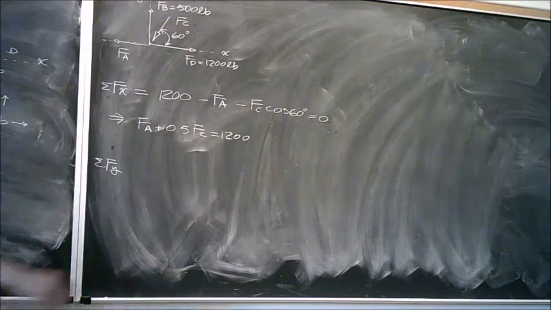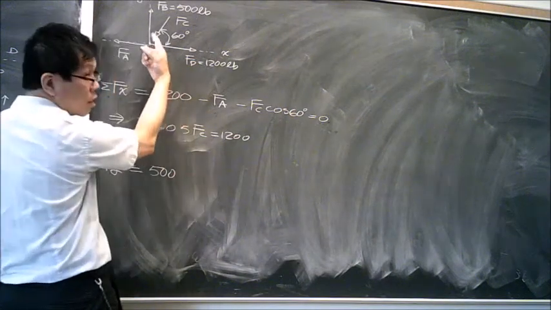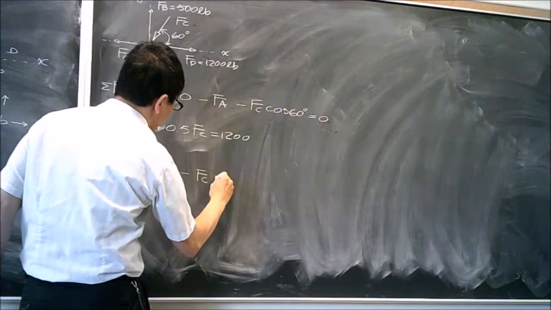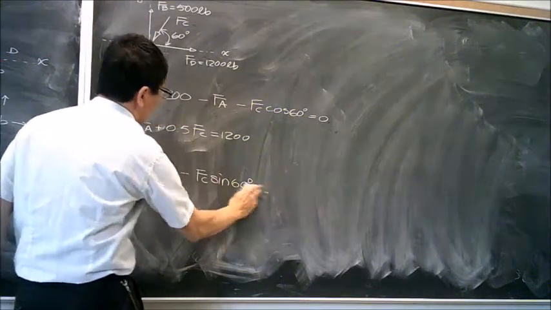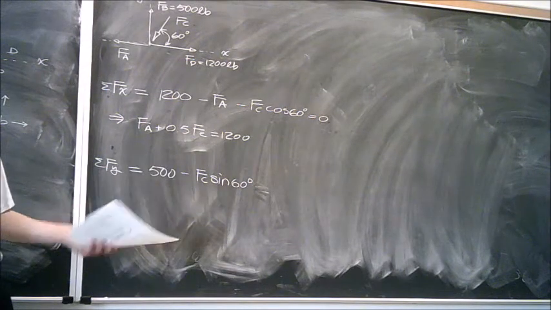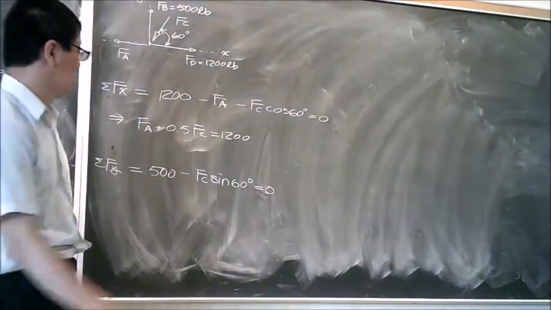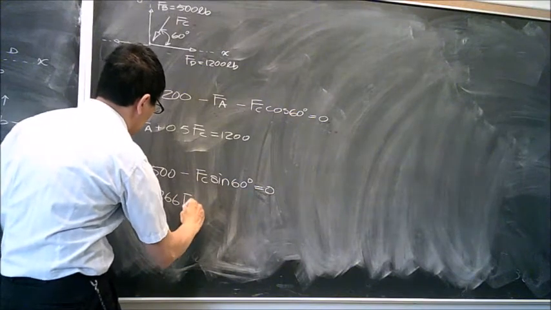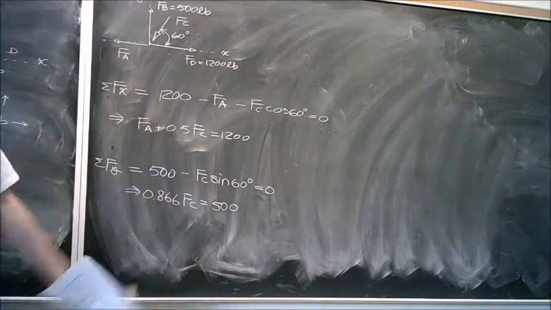For the vertical direction, it's going to be 500 pounds, that is FB, minus FC sine 60 degrees. Do we have any other vertical forces in this system? No. So it's going to be this. If you arrange this equation a little bit, you're going to have something like this.